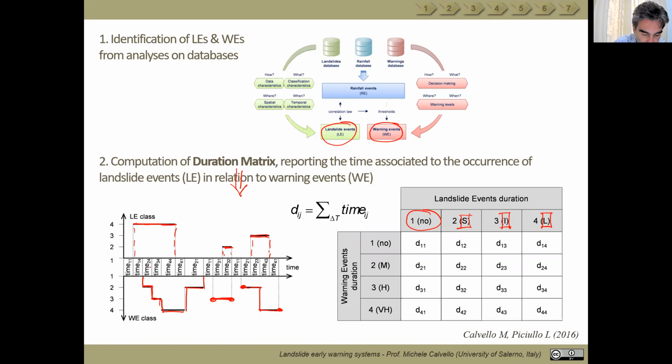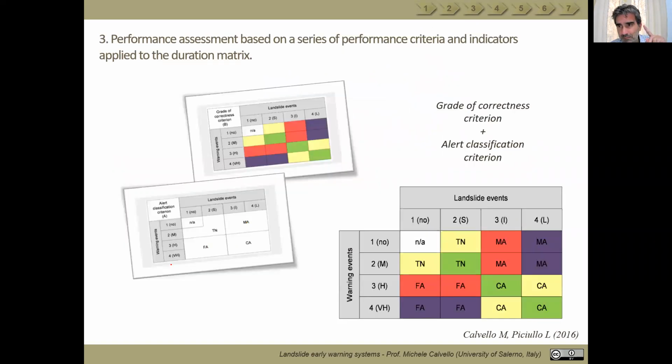And if you check, you have different intervals. In some cases, you like very much the fact that the system is telling you very high warning, the highest class, when the landslide event is of the highest class. In some cases, you don't like very much that maximum warning and no landslides occurring. So you put all of those into a table and you call that the duration matrix. Are you done with your job? Not yet. Some final step is missing.